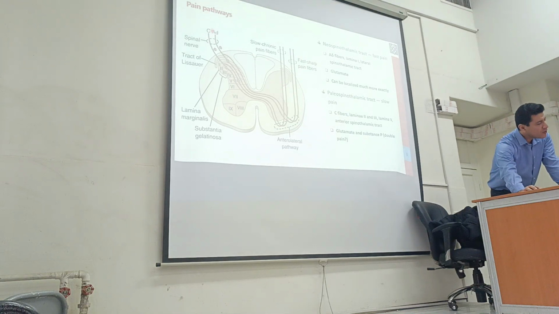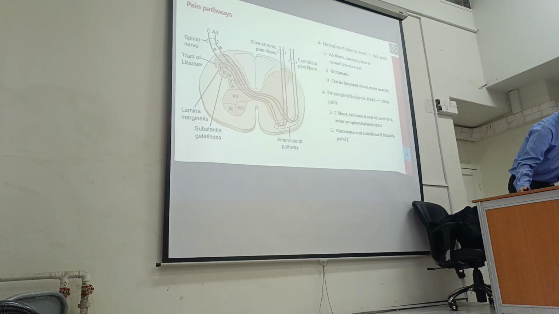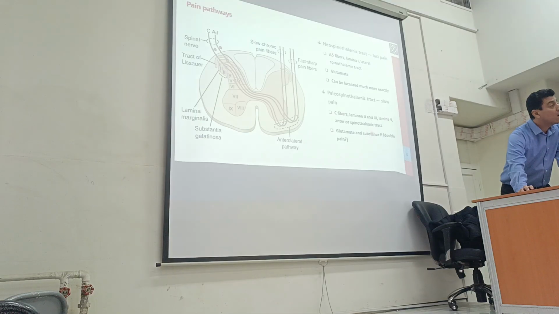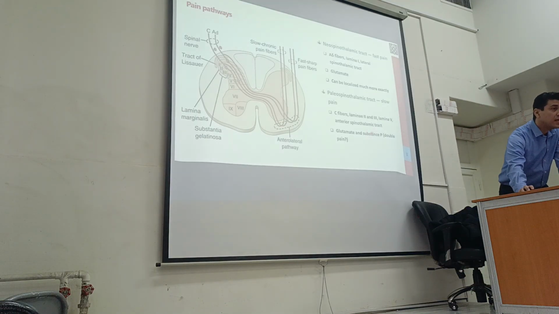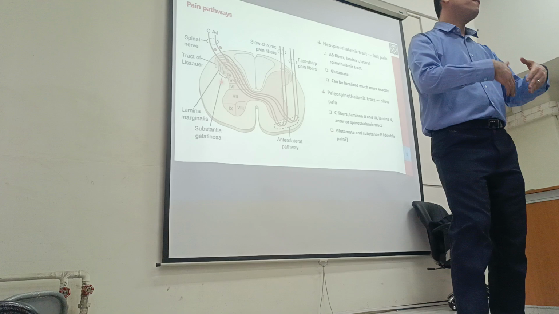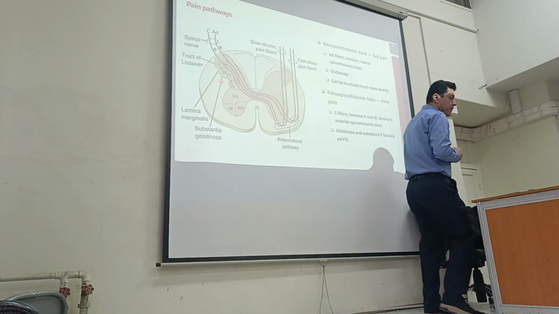So when A delta fibers come to the spinal cord, they release glutamate, right? But C fibers release glutamate and substance P. So you know that substance P is a neuropeptide. It has long action, right? So we have longer pain if substance P is released by C fibers, right? So it activates the receptors for a longer time, so the feeling of the pain will be more, right?